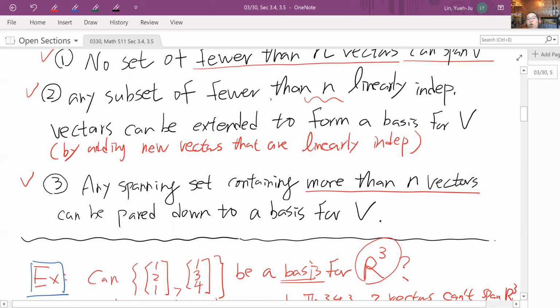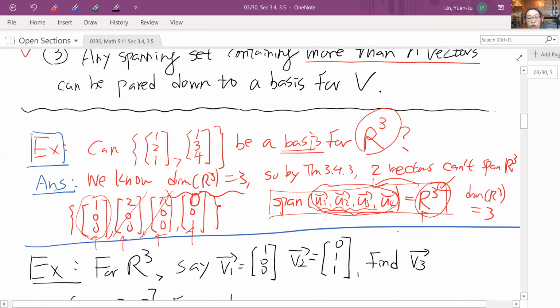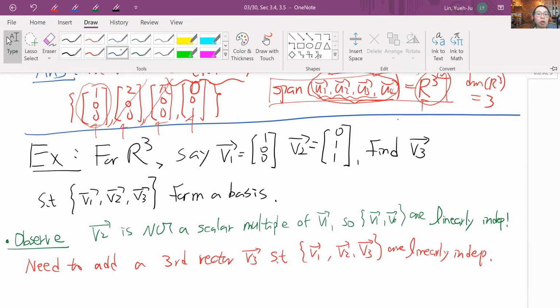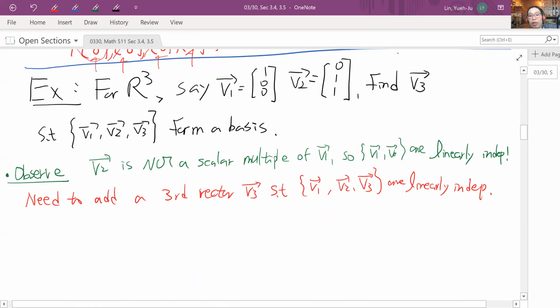And also, if you have too many vectors, how do you cut down the vectors to get the correct number? So I want to at least do these two examples so we can actually see more of the concept here. First of all, I'm going to use R3. That's the easiest example I can work with here.